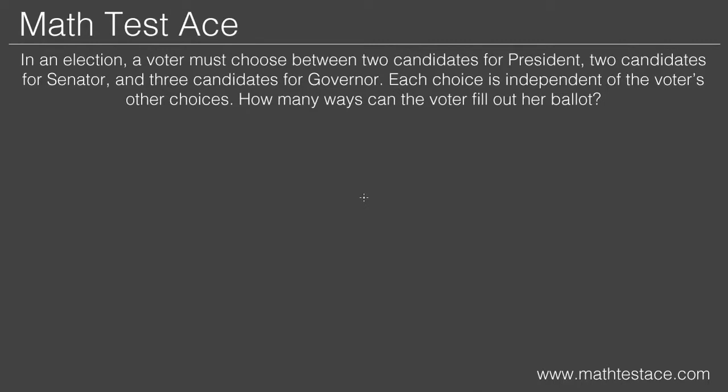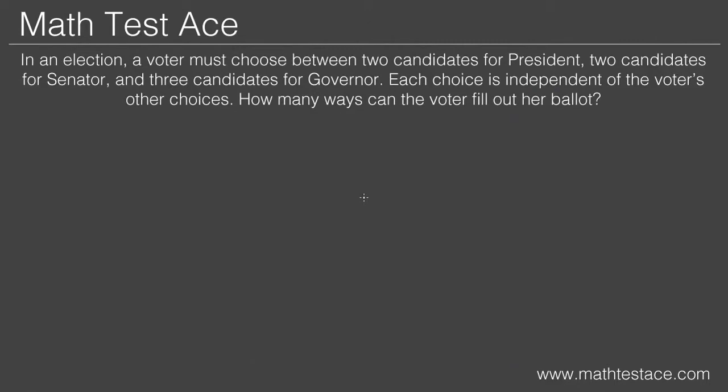Today we're talking about using multiplication to answer word problems that ask how many ways someone can choose items from more than one group of items. Here's our problem. In an election, a voter must choose between 2 candidates for president, 2 candidates for senator, and 3 candidates for governor. Each choice is independent of the voter's other choices. How many ways can the voter fill out her ballot?